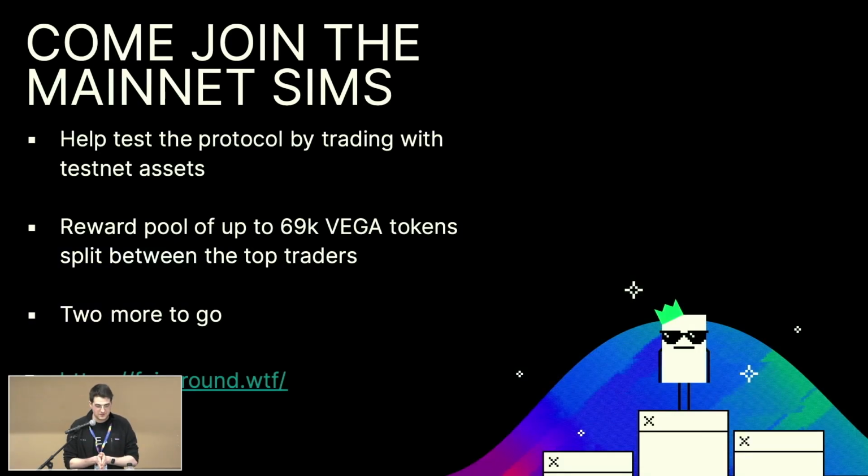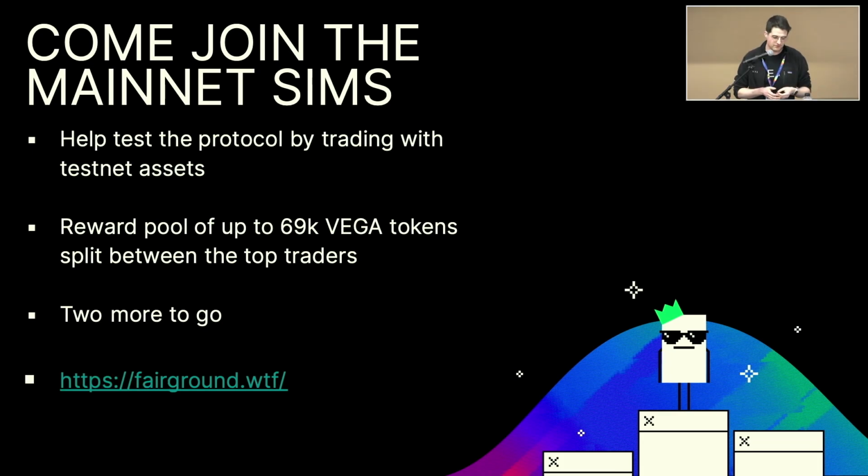So closing out, while I've still got some time, just a plug for Mainnet Sims that we've got running. We're coming up to hopefully releasing a code version that we believe is suitable for production trading. So we're running a few of what we're calling Mainnet Sims, which is a week of trading on a testnet with testnet assets, but with a reward pool of up to about 69,000 Vega tokens, which is our governance token. It's worth $1 or $2 currently, split between the top traders.